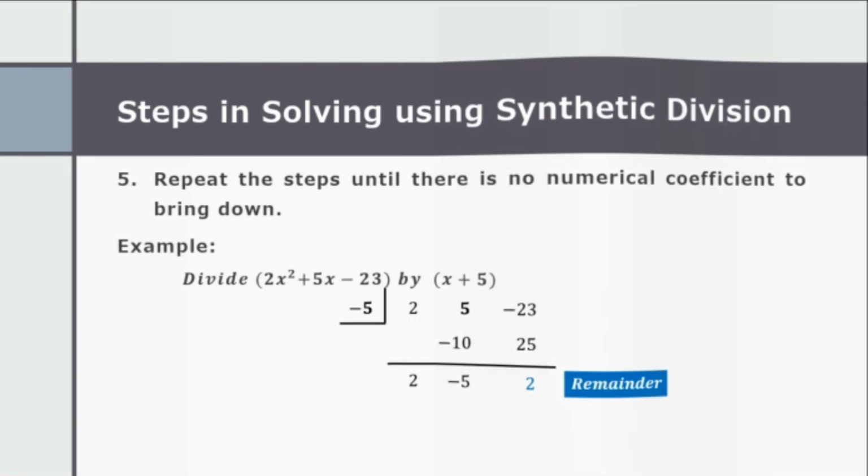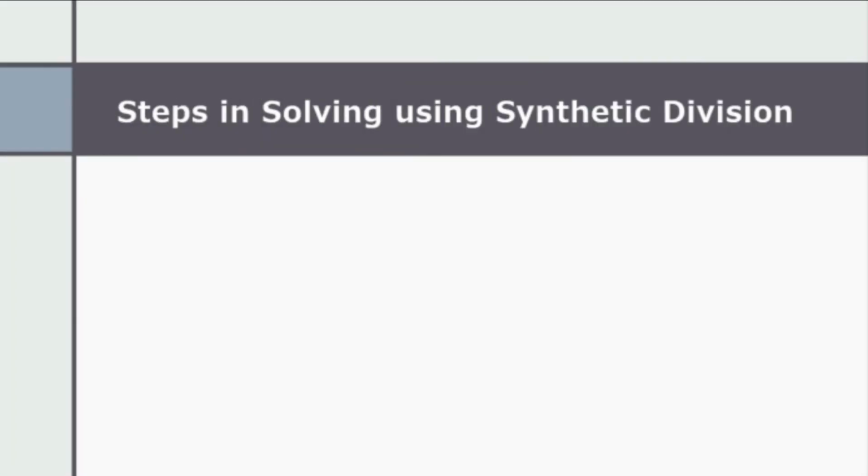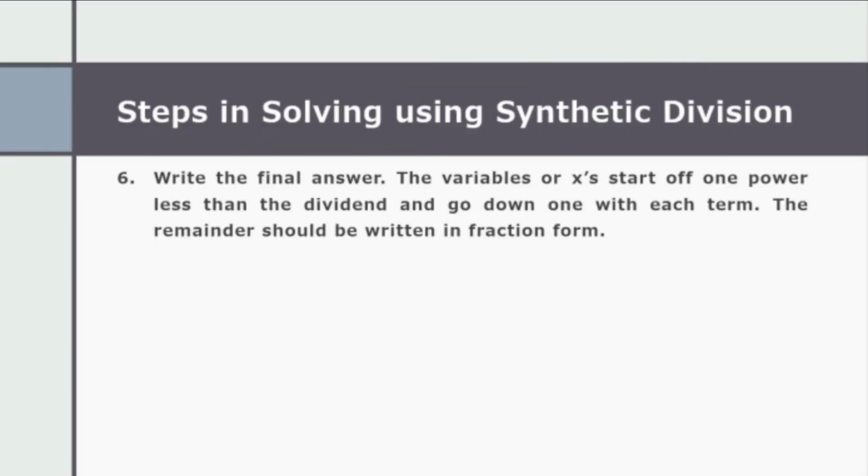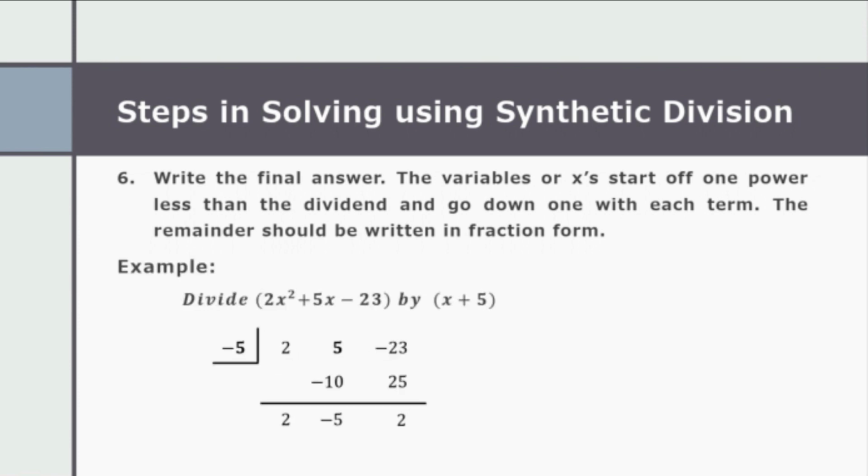Step number 6. Write the final answer. The variables or x start one power less than the dividend and go down 1 with each term. The remainder should be written in fraction form. So we have 2, negative 5, and 2.